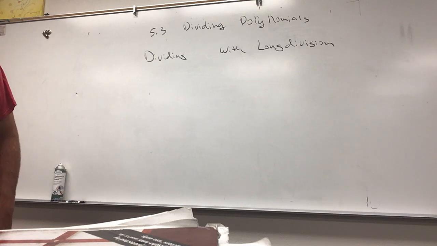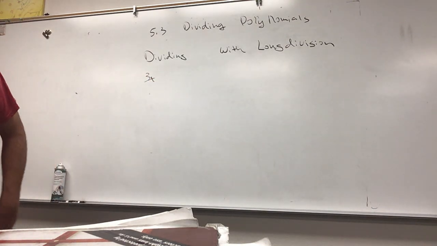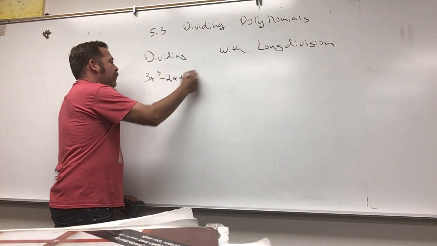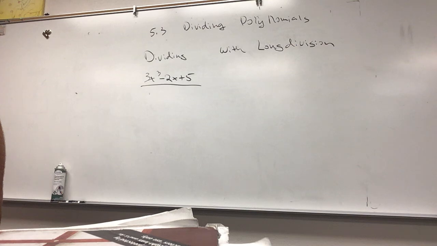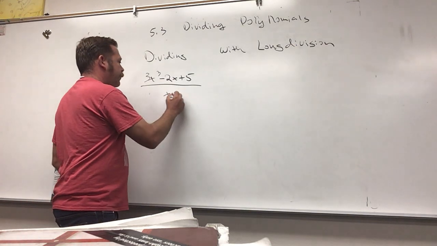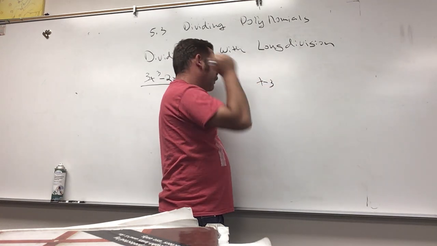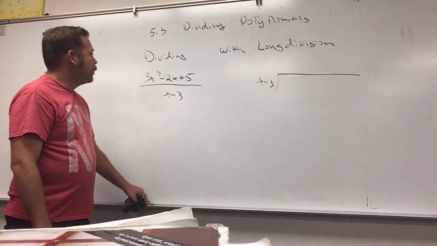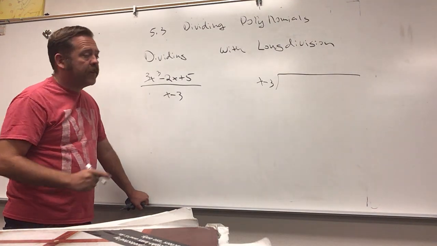Let's try this one. Let's do 3x cubed minus 2x plus 5 divided by x minus 3. Okay, so we're going to put x minus 3 on the outside. And watch this. You got to do this in long division, and then when we get to synthetic division later on, you got to do it in synthetic division.